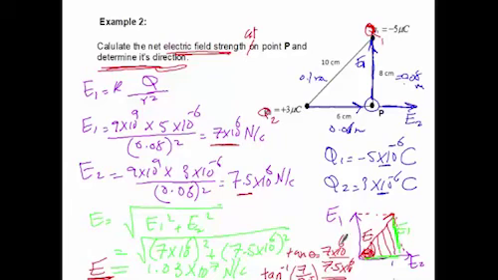Again, tan theta is 7 over 7.5. The powers cancelled. But we don't want tan theta, we want theta. So you have to get tan inverse of the value. This will give you the value for theta, which is 43 degrees. So this is making 43 degrees with E2. This is the direction.